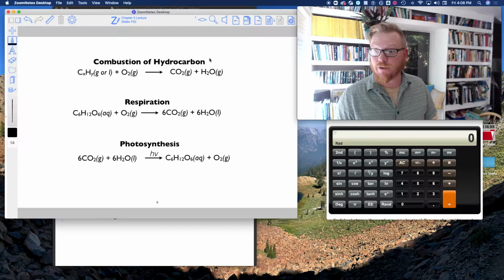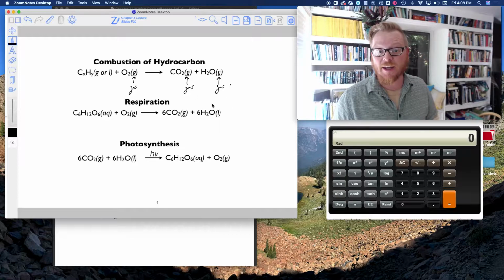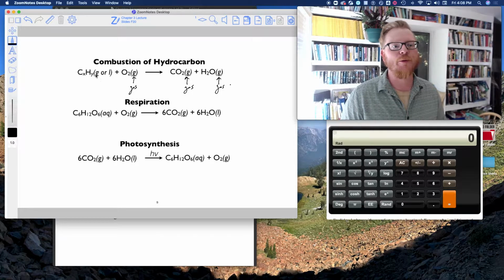So, combustion of hydrocarbon, right? We noted that it's any hydrocarbon, CxHy, plus oxygen makes CO2 and water. I think I also neglected to go through this in the last lecture, but I hope that this is obvious. G is for gas, and in combustion, take note of that, these are all gases. And for the combustion, the fuel can be a gas or a liquid, so liquid, L.